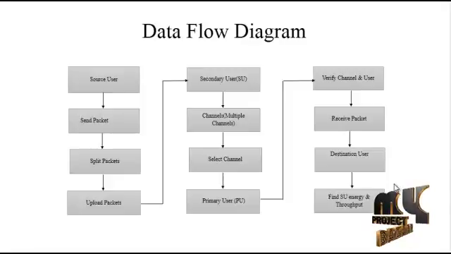The primary user should verify the channel through the users. These verifications come under the category of the primary user. After that, with the verification, the packets are sent to the destination user. So the source user sends the packets, and the same packets are received by the destination user. In this process, we find the secondary user energy and throughput.